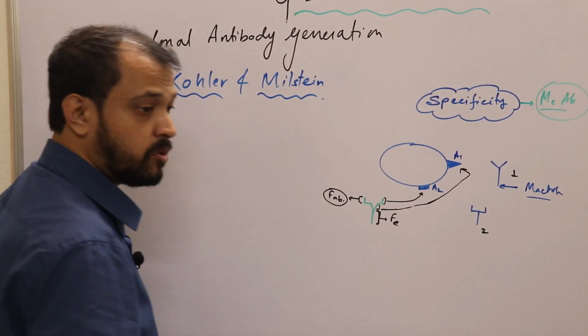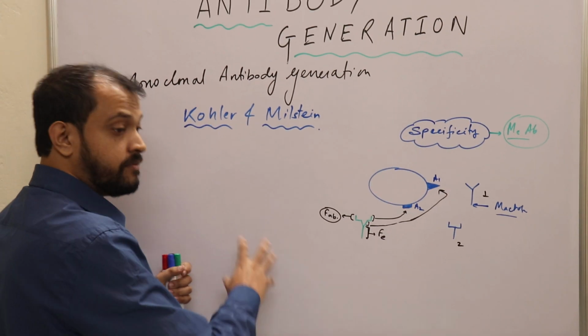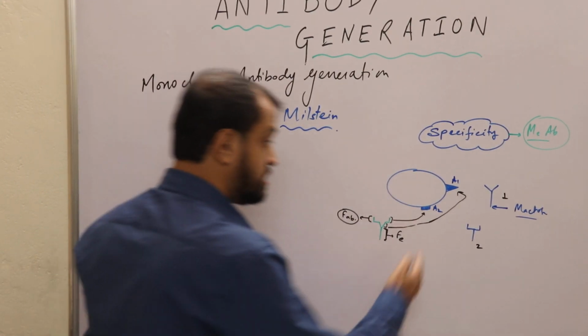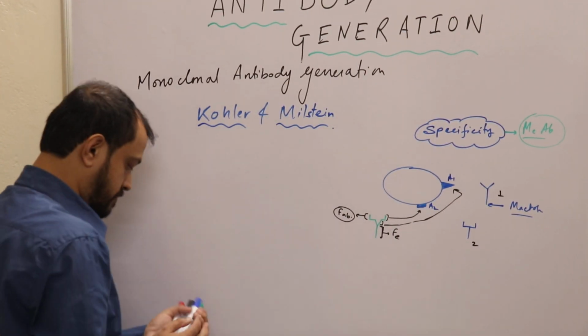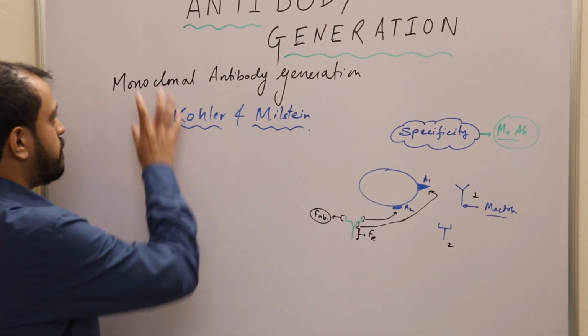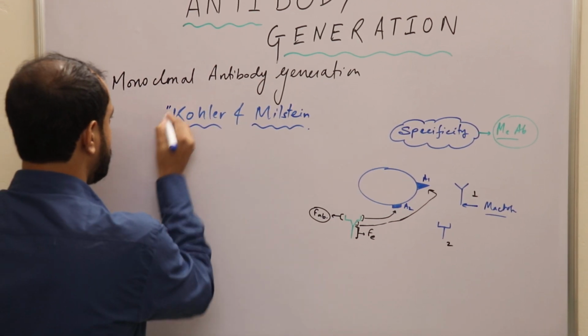We will talk about it in detail when we finish this lecture. We will talk about the difference between monoclonal and polyclonal in detail. Don't worry, we will make a chart. Now listen, monoclonal antibody generation was first shown by Kohler and Milstein.